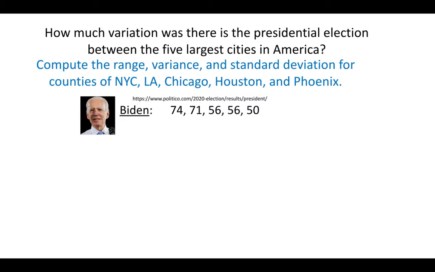So what we're going to do is figure out the range, the variance, and the standard deviation given these 5 data values. The first thing, let's go ahead and do the range first. It's the easy one. For the range, we're just going to do the largest minus the smallest. 74 minus 50, 24.